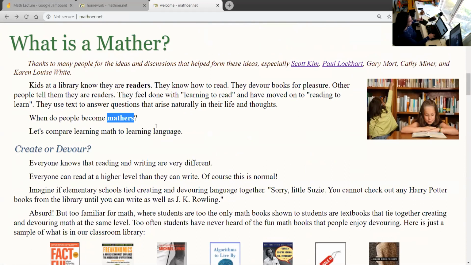There's no English word that means a mather. It's similar to a reader. And why not? What's different with math? What's different with the English language? What does it mean for you to be a mather?